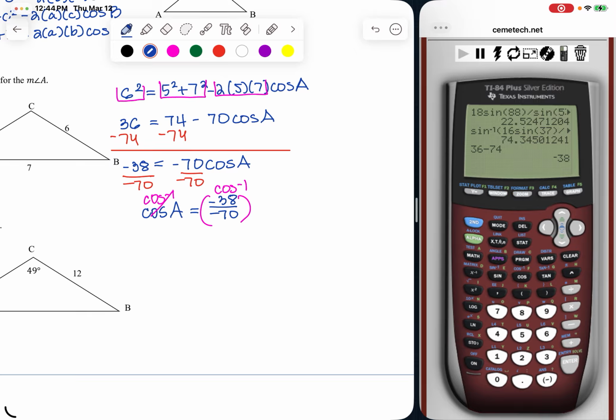So now we have A equals cosine inverse of negative 38 divided by 70. I'm just going to write 38 divided by 70 because you don't need the double negative. 57.122 degrees.